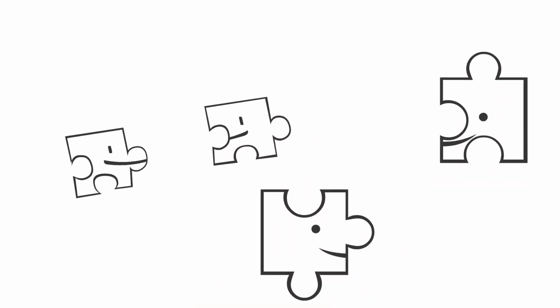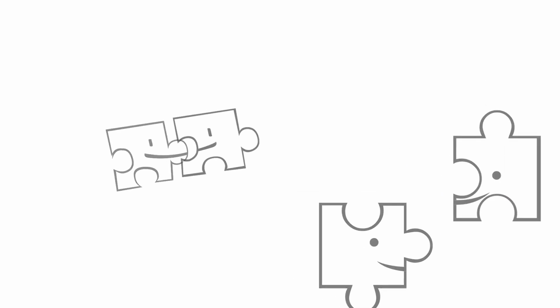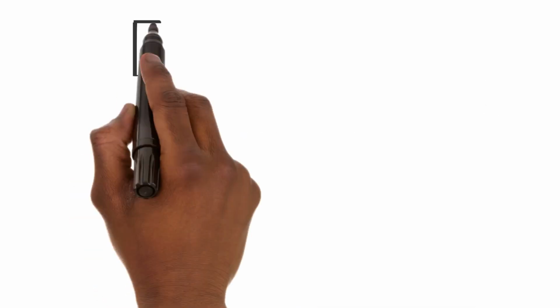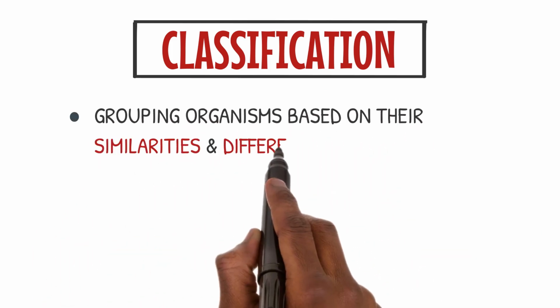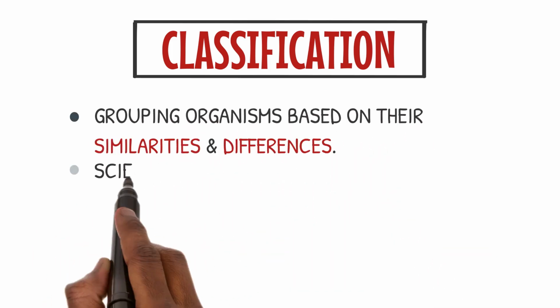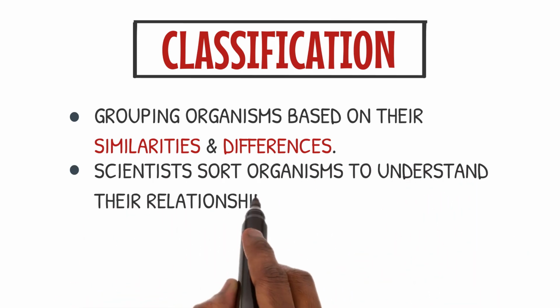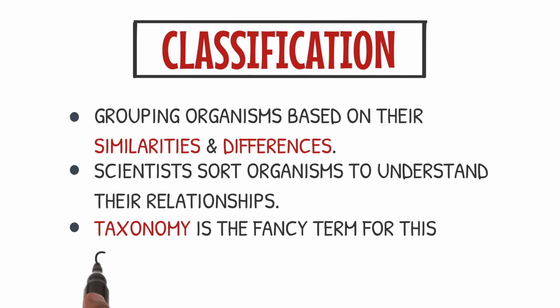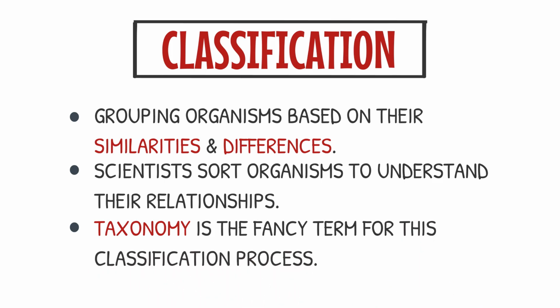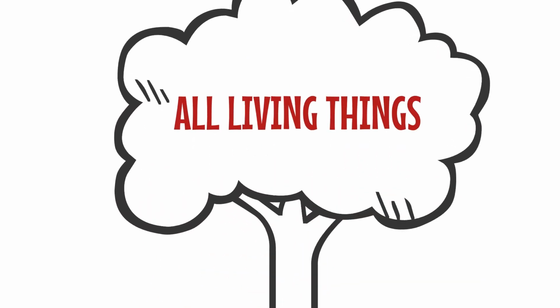And to make sense of this puzzle, we have something called classification. Classification is all about grouping organisms based on their similarities and differences. Scientists sort organisms to understand their relationships. Taxonomy is a fancy term for this classification process. Imagine we are creating a family tree for all living things.